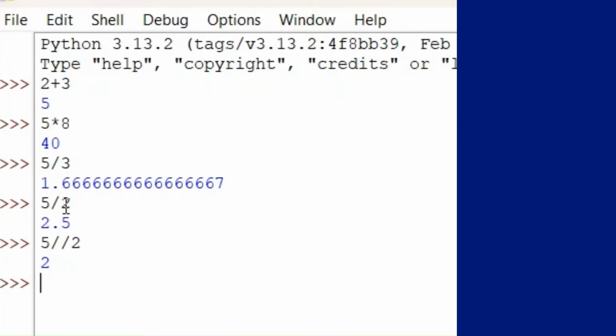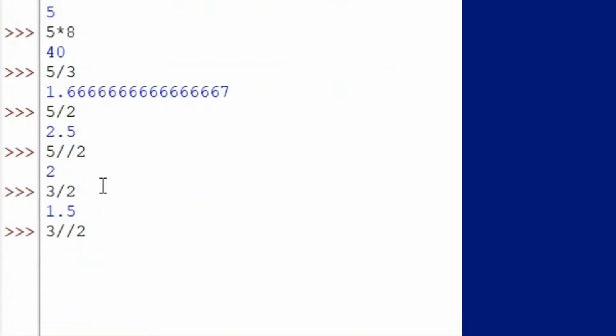Now come to interactive mode. When we type 3 / 2, that's a single slash, the output is 1.5, a decimal. 3 // 2, that's a double slash, the output is 1, the integer part only. So, we've completed addition, multiplication, and division. Now let us do exponentiation.